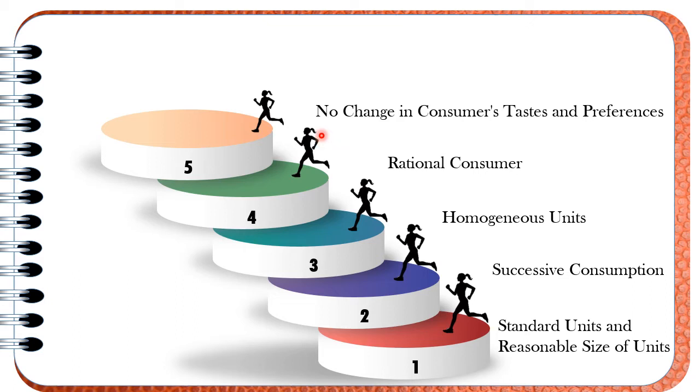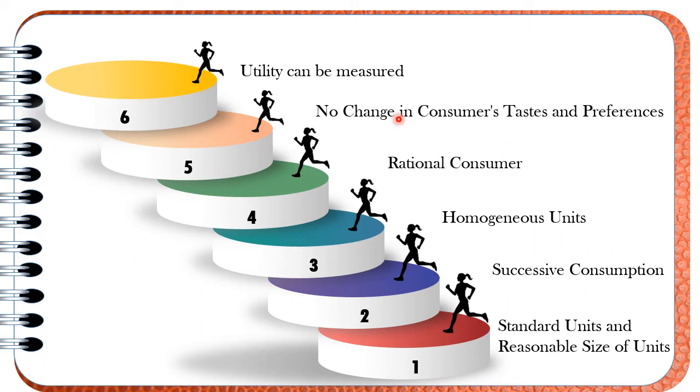The next assumption is that there should not be any change in the taste and preference of the consumer. While consuming the commodity, the taste and the preference should not change. The last one is that the utility, the satisfaction which we are deriving, should be measurable. Otherwise, how can we tell that the marginal utility is falling down? So it should be measurable. Otherwise, it is impossible to tell that the utility is falling down.